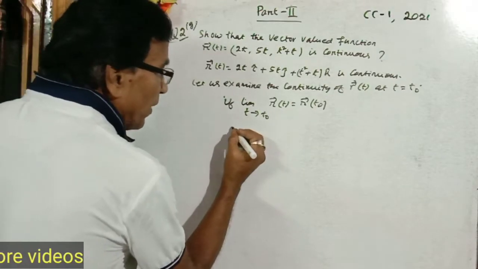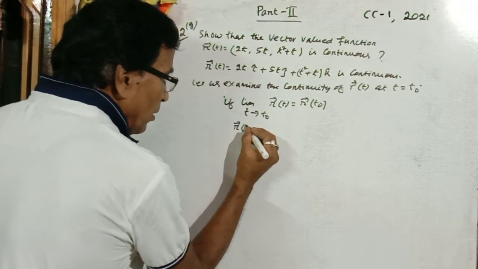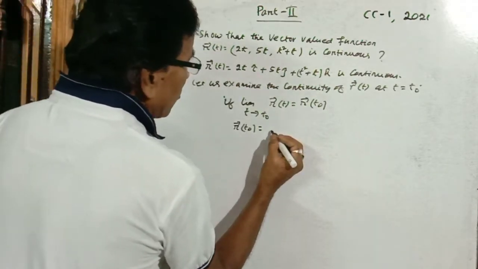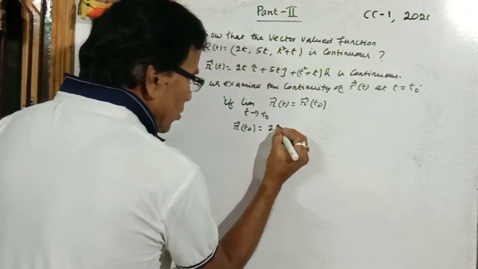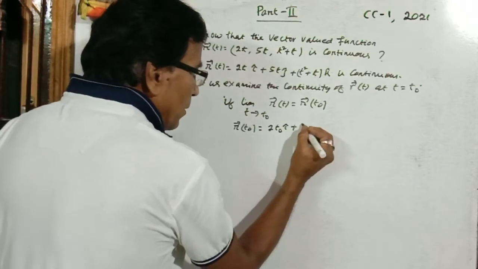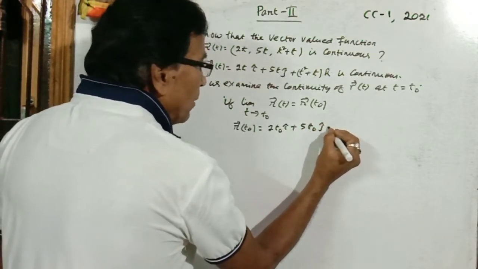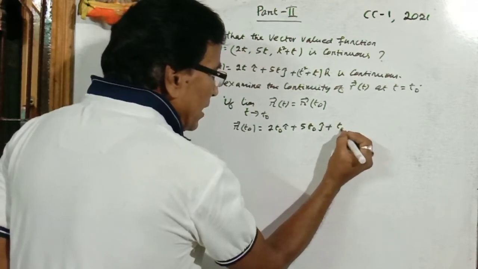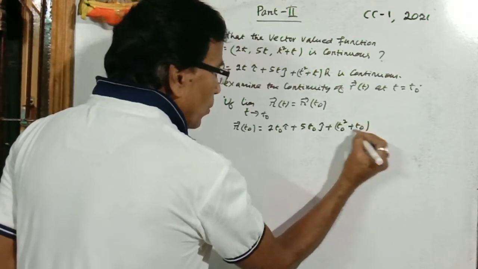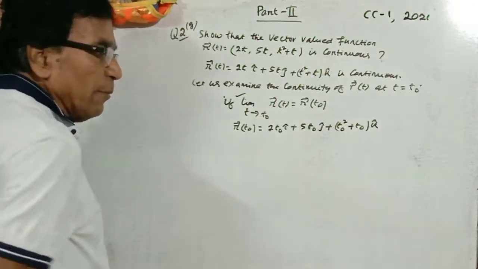So first of all, we will find out the functional value, r(t0). So r(t0) is equal to 2 t0 i cap plus 5 t0 j cap plus (t0^2 + t0) whole into k cap. It is the functional value. Now we will find out next the limiting value.